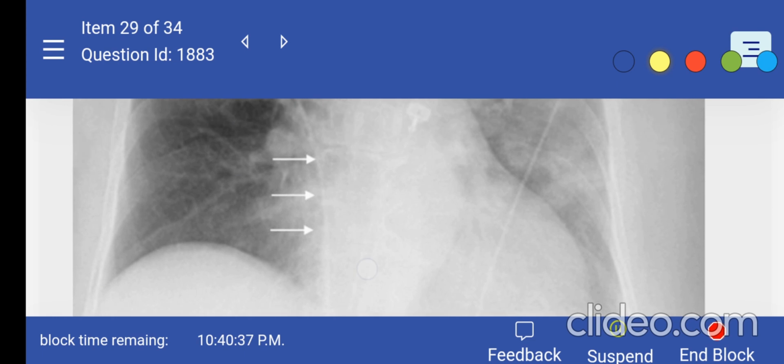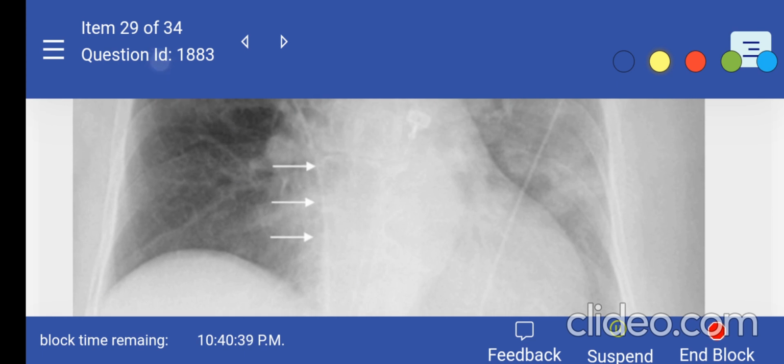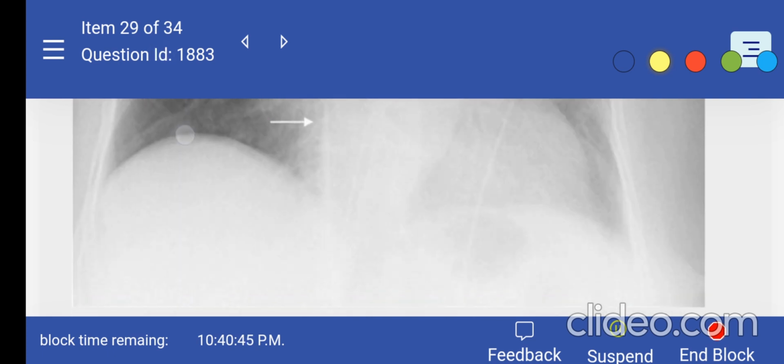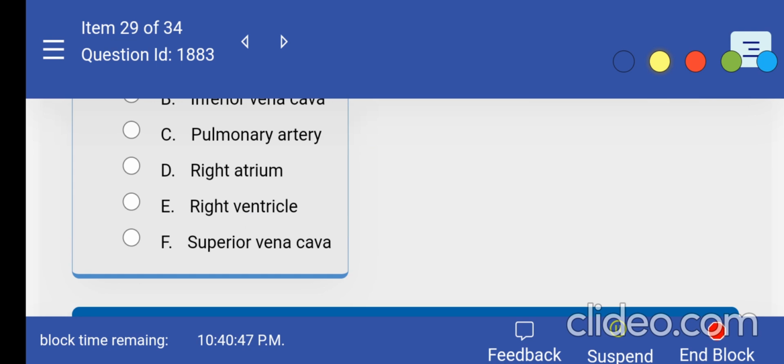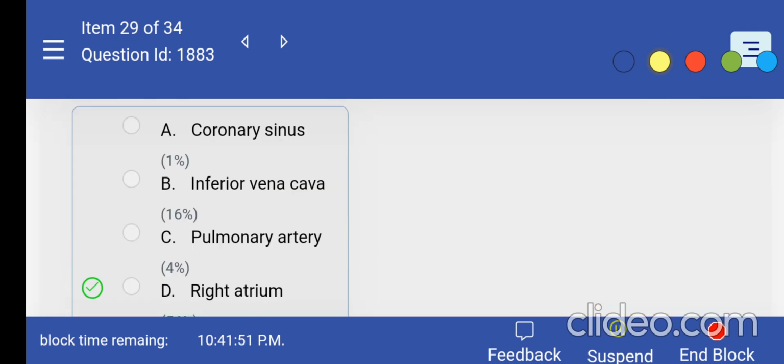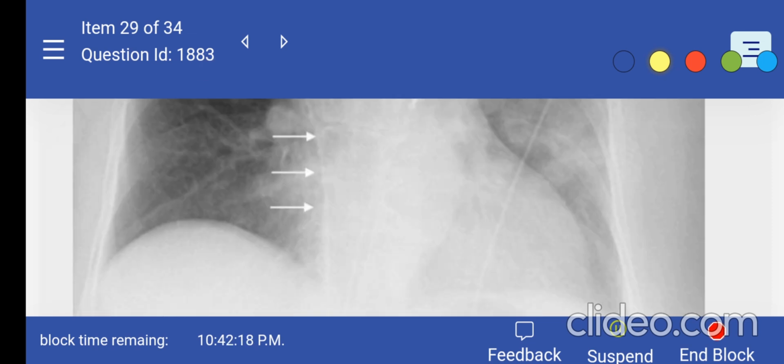So pause it and give the answer regarding this area. This is formed by which structure, right? So the correct answer for this question is right atria, right? Okay, because over here is the right atrium.